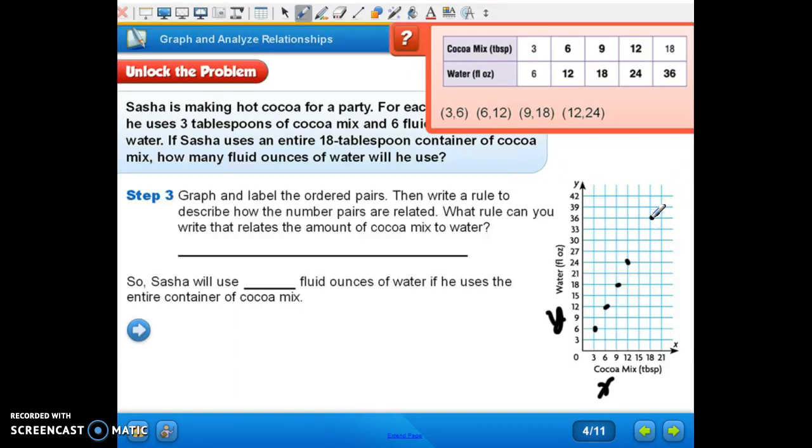Okay? Then we're going to start at our origin, the 0 point, and we're going to draw our line up through our dots.